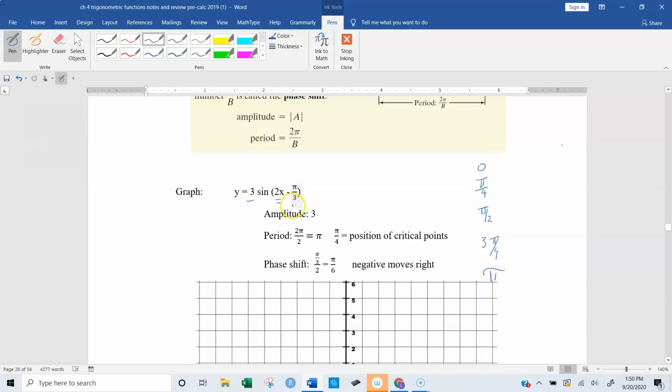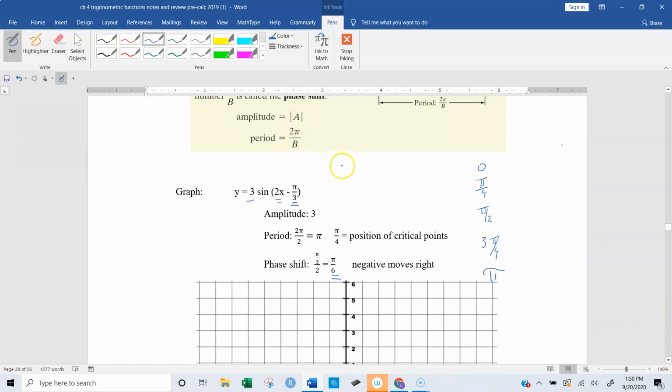Now my phase shift, I take the pi over 3 and divide it by 2. So pi over 3 divided by 2 is pi over 6. All right, so this is going to move to the right. Remember the negative, so we do the opposite of this guy. So since this is negative, this is a positive move. Looks kind of like we did before, not a whole lot different.